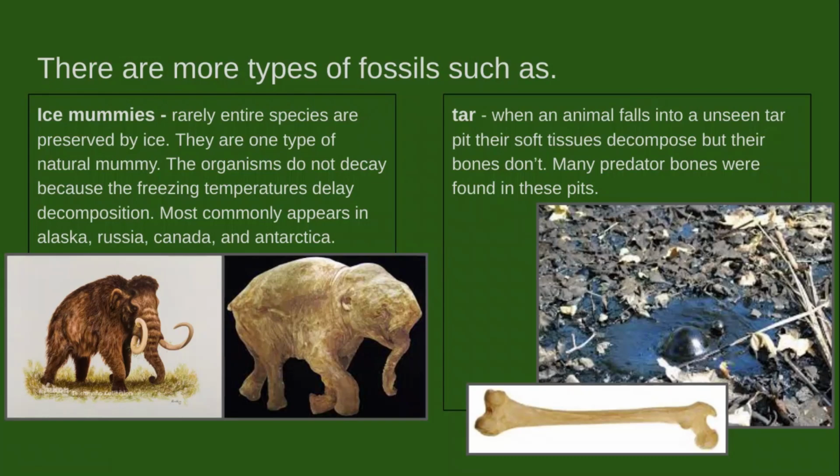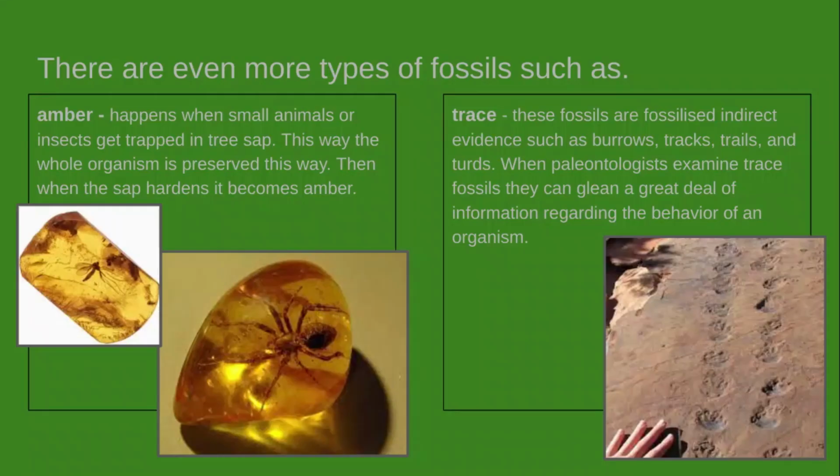Tar. When an animal falls into an unseen tar pit, the soft tissues decompose, but their bones do not. Many predator bones are found in these pits.